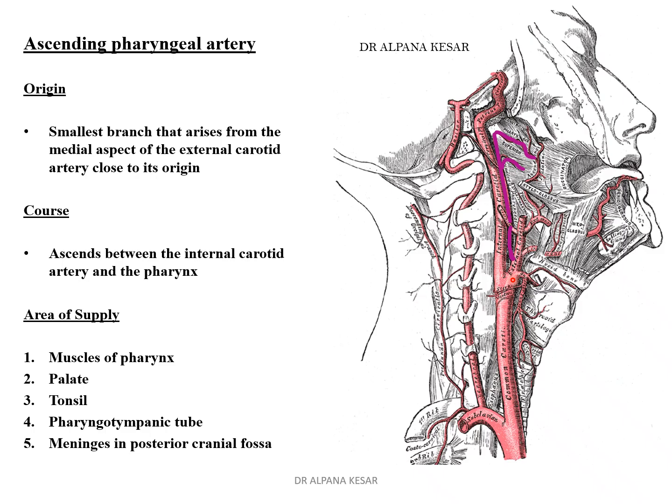The course of the ascending pharyngeal artery is that it ascends in the neck between the internal carotid artery and the pharynx. The area of supply of the ascending pharyngeal artery is the muscles of the pharynx, palate, tonsil, pharyngotympanic tube, and meninges in the posterior cranial fossa.